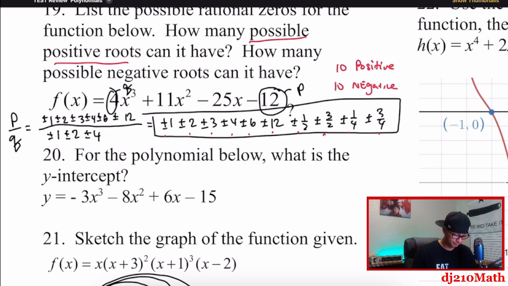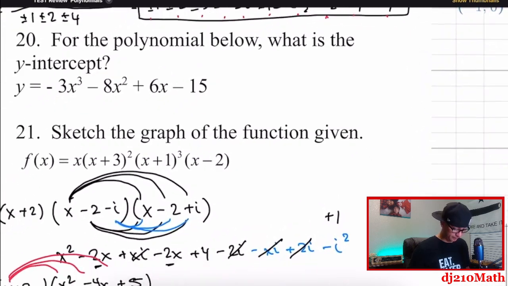$20 altogether. Right, these are the possibles. I mean, is it possible for it to have no positive roots? I mean, probably. But for the most part, given this list, right? 10 positive and 10 negative.